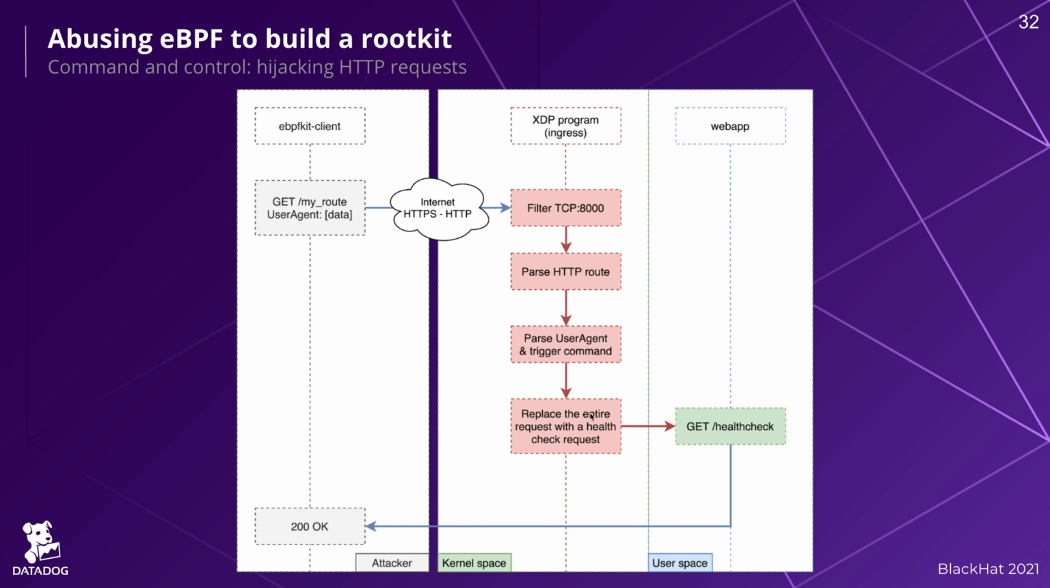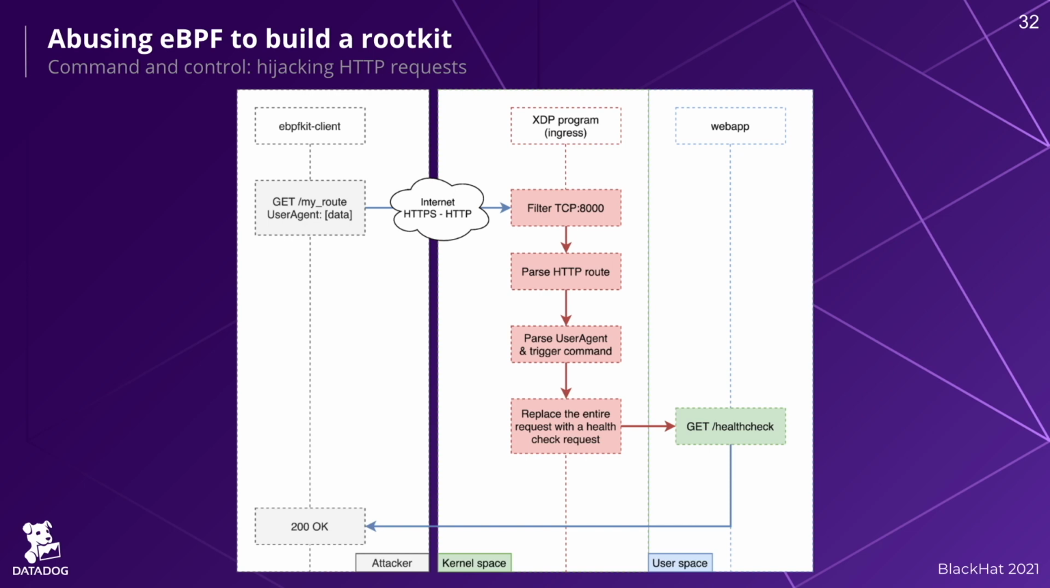The final step is probably the most important one of this entire process. It consists of overriding the entire request with a health check request. And we do so for two reasons. First, we don't want the malicious request to reach the web app or any kind of user space monitoring tool that might detect the unusual traffic. Second, we want the client to receive an answer in order to know if the request was successful or not.